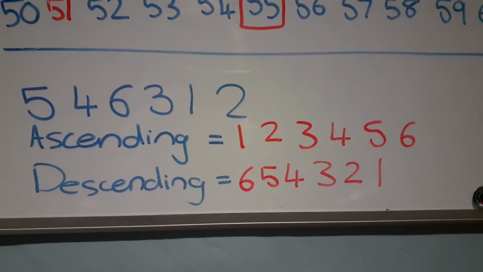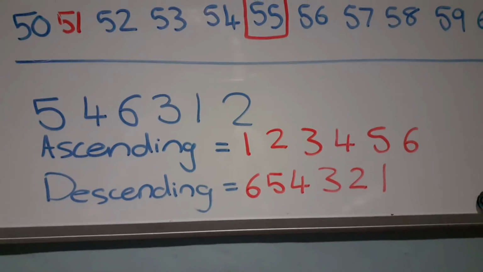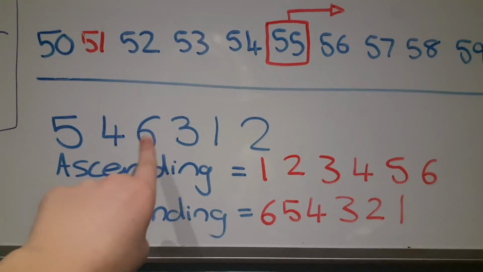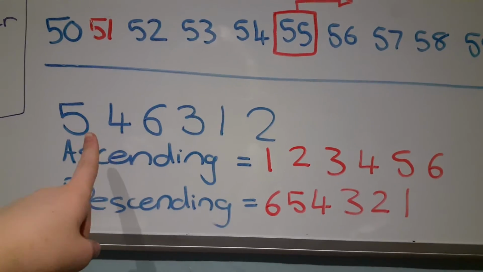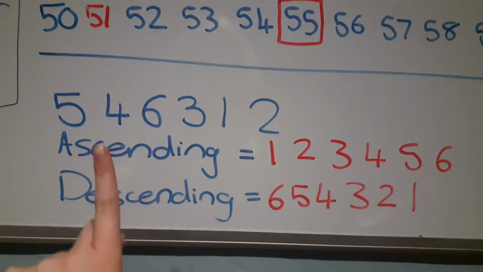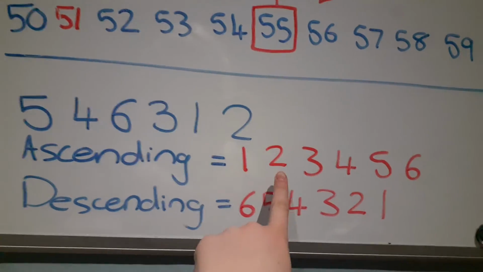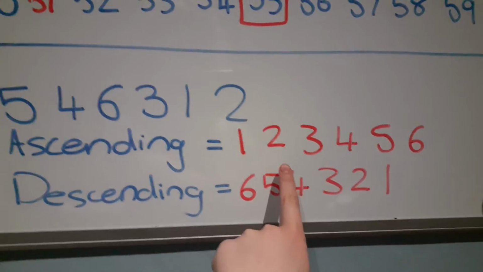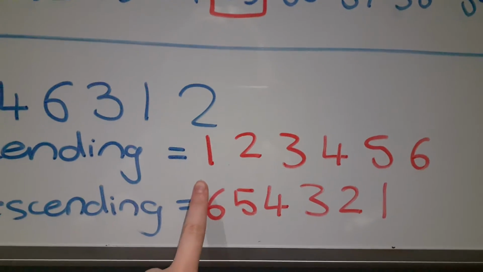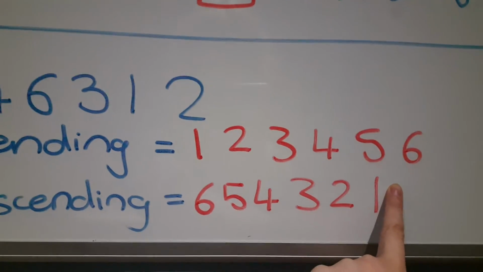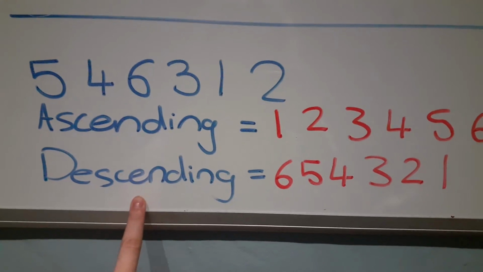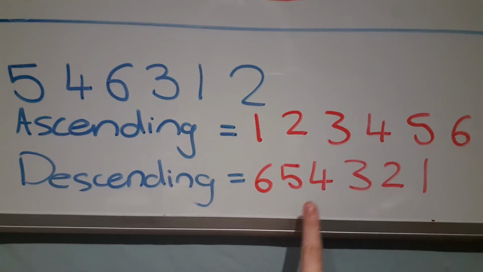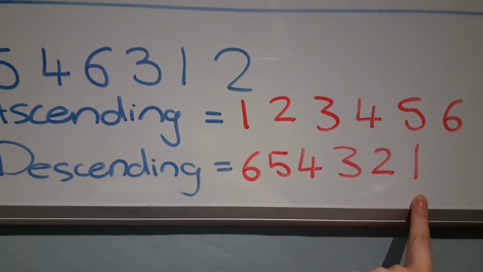Now if we look at ascending and descending order, which is our next section, we are looking at this example. 5, 4, 6, 3, 1, 2. They're all muddled up. In ascending order, we are going up. 1, 2, 3, 4, 5, 6. It's in the right order now. And it goes from the smallest to the biggest. For descending order, we go from the biggest to the smallest. 6, 5, 4, 3, 2, 1.